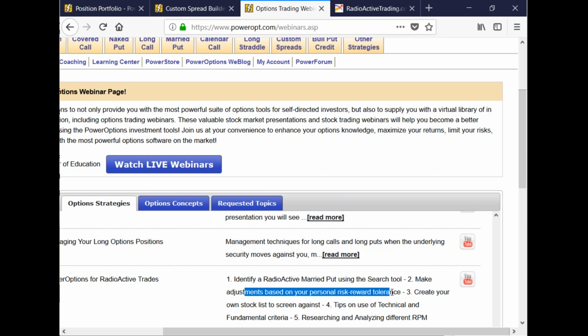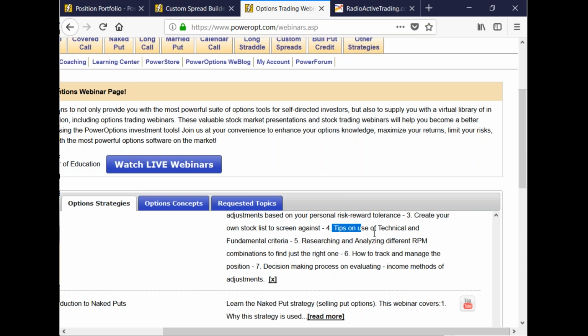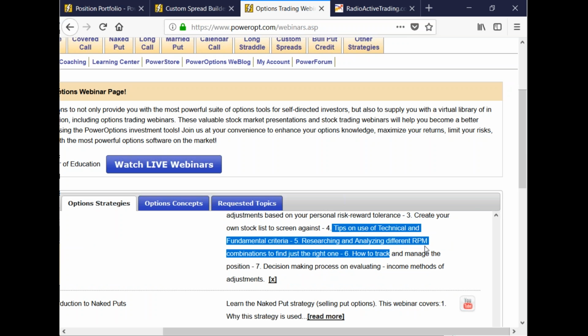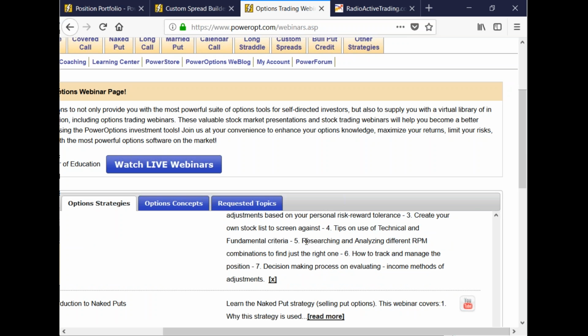You can make adjustments based on your personal risk-reward tolerance. I showed that already. Create your own stock lists, and then there are tips on technical and fundamental criteria, a little bit more insight for you. And then number 5, the 5 steps I use to research and analyze the stock with the More Information button after it's come up in my search.